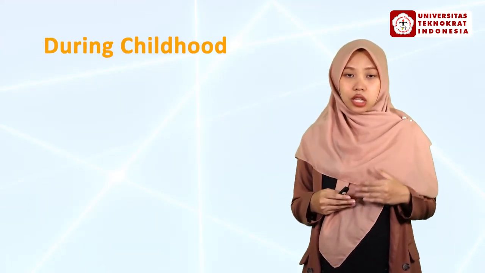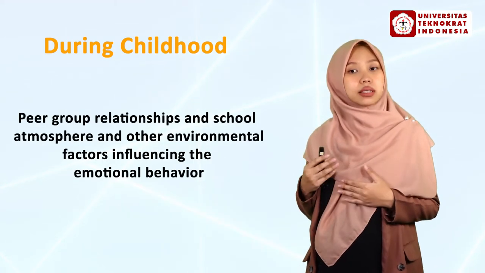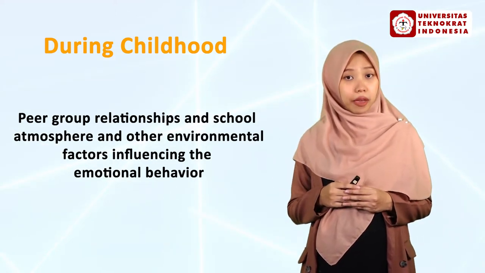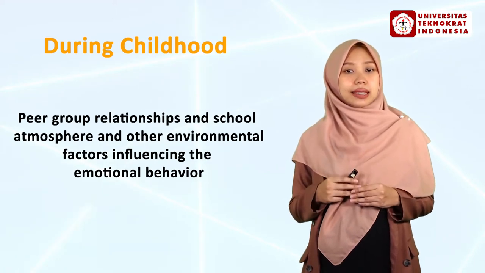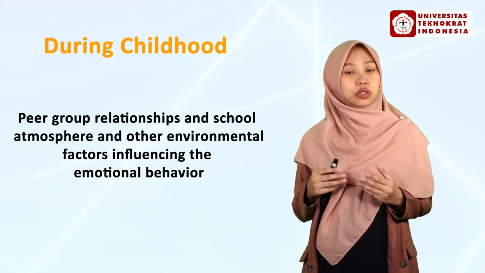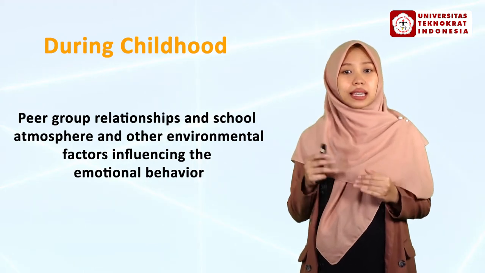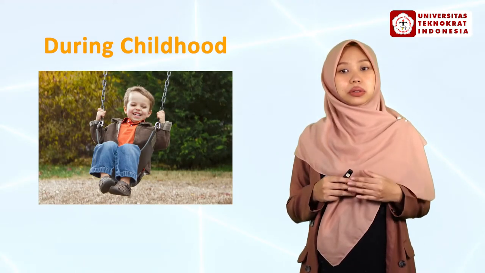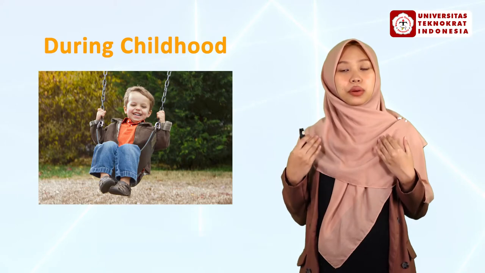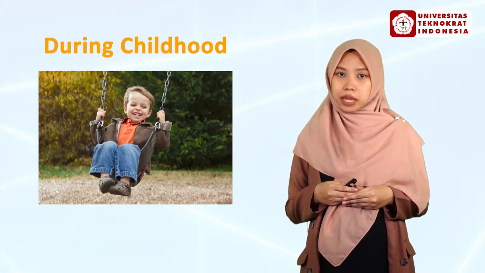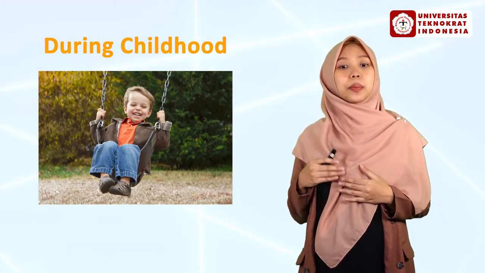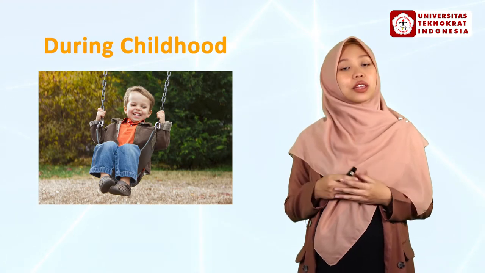The next stage is childhood. During childhood, peer group relationships, school atmosphere and other environmental factors influence emotional behavior. Emotion gets linked with new experiences and interests, and emotional behavior gets linked with new stimuli. In later childhood, the child tries to express his behaviors through reasonable means, as a result of many factors. In this stage, children are in a position to express their feelings through language.